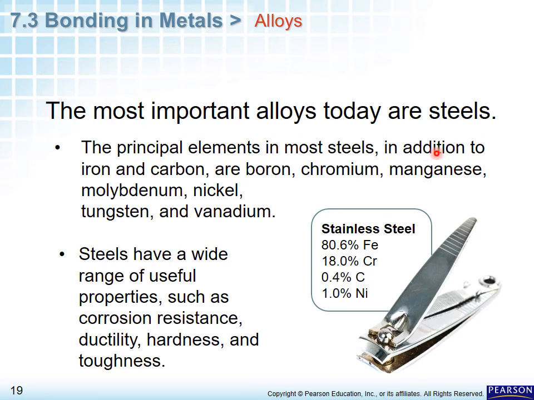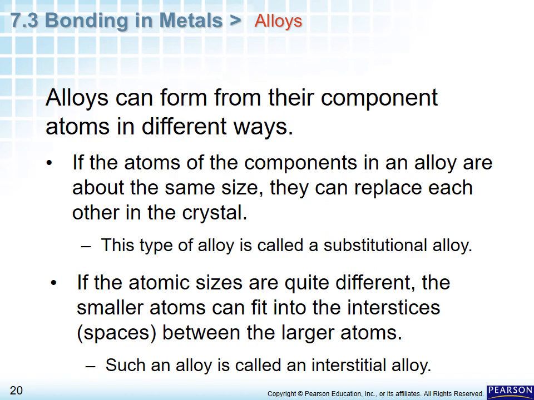The principal elements of most steel, in addition to iron and carbon, are boron, chromium, manganese, molybdenum, nickel, tungsten and vanadium. Steel has a wide range of useful properties such as corrosion resistance, ductility, hardness and toughness. So you can see here, these are different metals or different elements combined together to form stainless steel, and steel is an alloy.